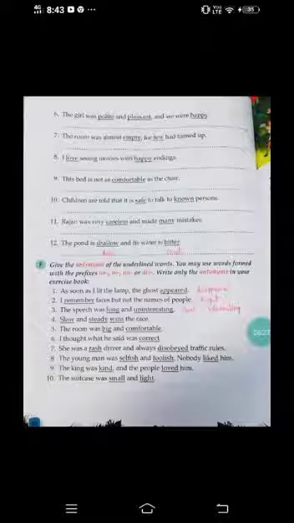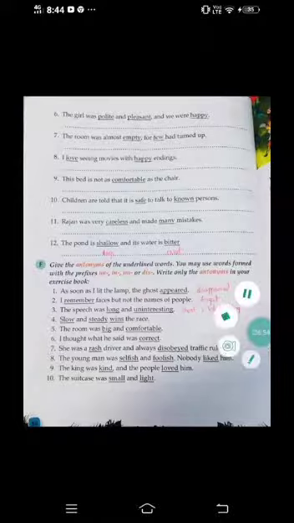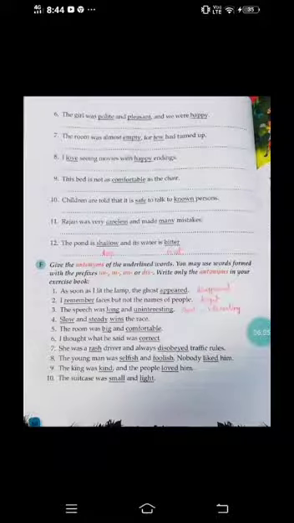Underlined words are long, uninteresting. What is the antonym for long? Short. For uninteresting, interesting. So I have separated the words using comma. If you have more than one word, you can separate the words using comma, children. You need to complete the rest of the sentences. You need to write in your textbook itself beside each sentence.